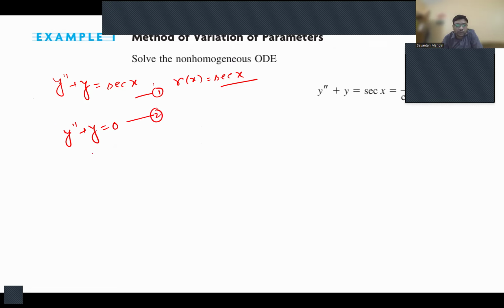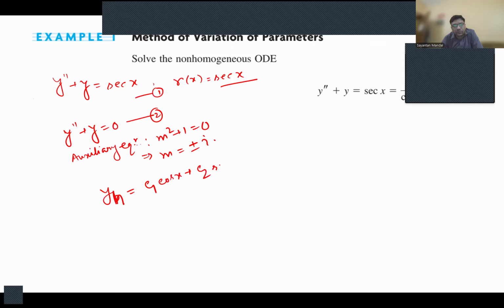Now how to solve these two? You write the auxiliary equation, which is m square plus 1 equal to 0. Solve this one, m equal to plus minus i. So what is yh? yh equal to c1 cos x plus c2 sin x. So let us assume y1 equal to cos x and y2 equal to sin x.